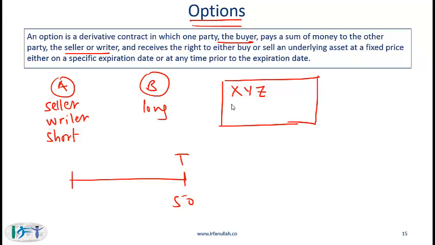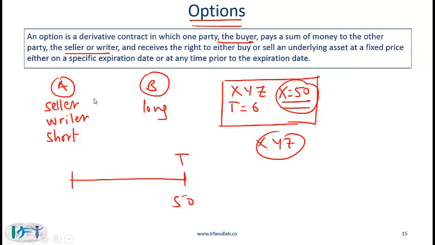The expiration time t, let's say, is 6 months, and the price that party B will pay is equal to 50. This is optional. In other words, B has the right but not the obligation to buy the underlying, which is XYZ, for this price. If B decides to buy, then A has to sell at this price regardless of what the underlying is actually trading for. Now, we'll go back to the definition and connect this definition with the example.